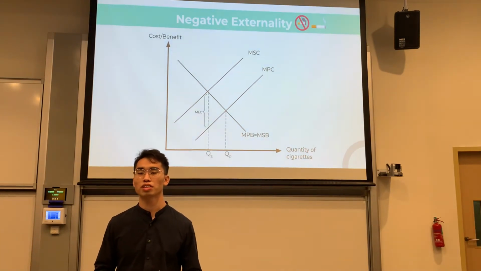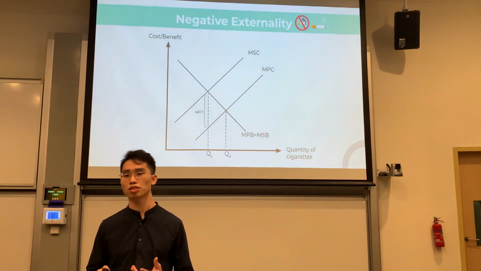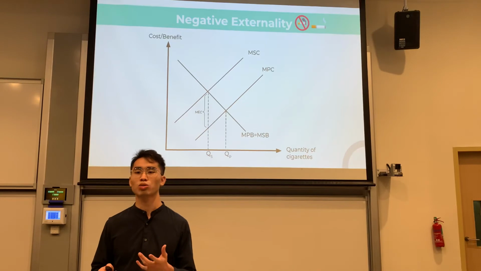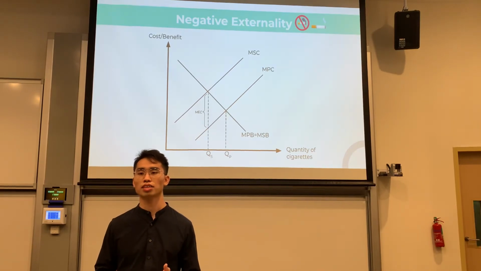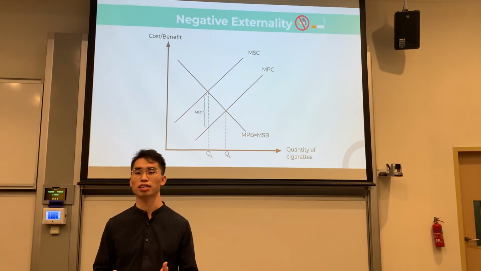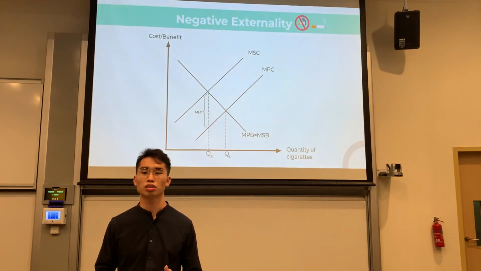Since QP is greater than QS, the smoker overconsumes cigarettes, leading to an overallocation of resources. Between QP and QS, the marginal cost to society is greater than the marginal benefit to society. This means that societal welfare could have been improved by reducing the quantity of cigarettes consumed to the socially optimal output of QS. This foregone societal welfare is the deadweight loss, which is the area ABC.